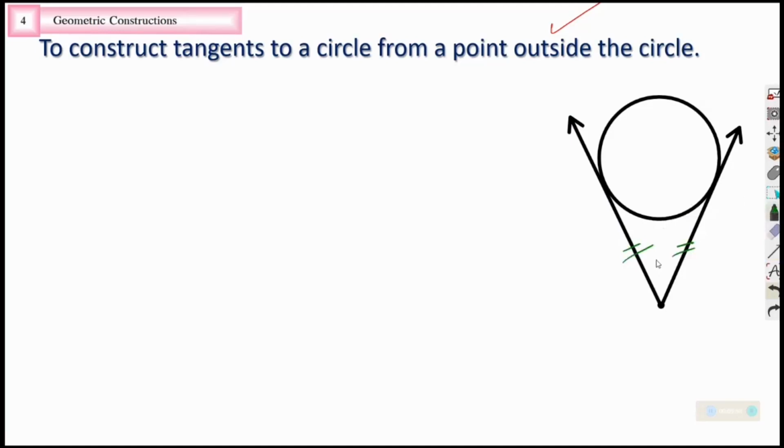Understood? And we also know that if this is the center of the circle, and a line is drawn from the point of contact to the center, it will be 90 degrees. All these things we know. Now we are asked to draw a tangent to the circle from a point outside. All this knowledge we will be using in order to draw that. So let me start drawing.